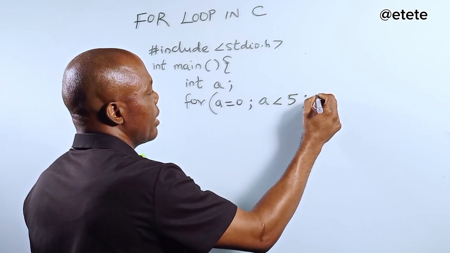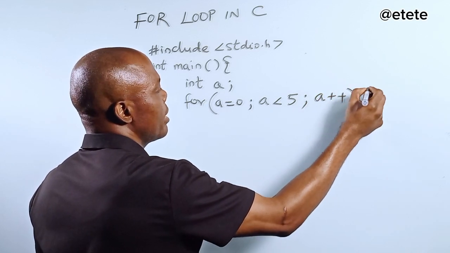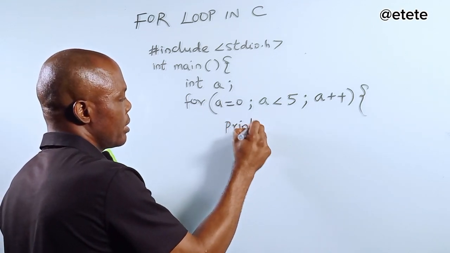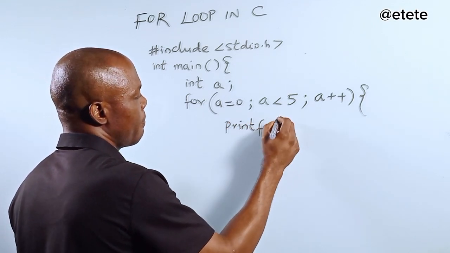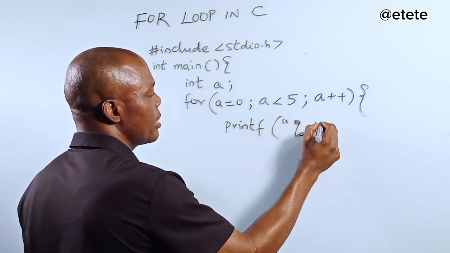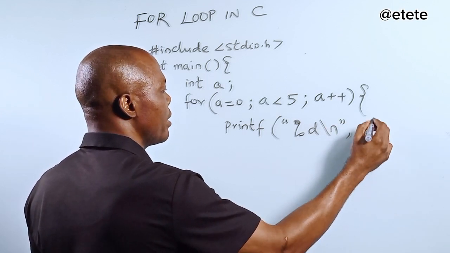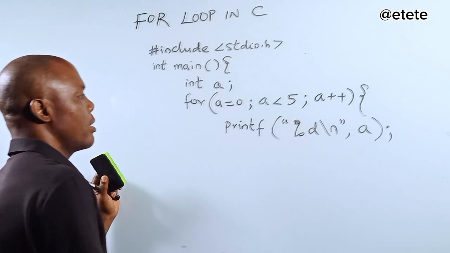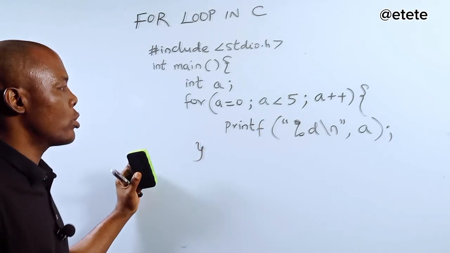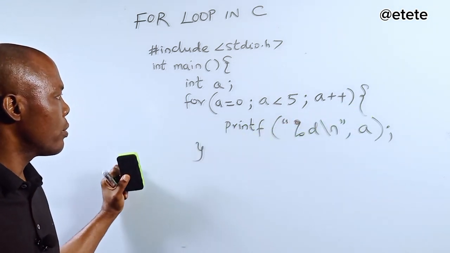Then I will put my A plus plus, which is the increment. Then I will do this. So inside here, I'll say printf, I will do this percentage d slash n, then comma, the value of A. Then I'll do this, right? Then I'm going to close my curly bracket. So this is my for loop.